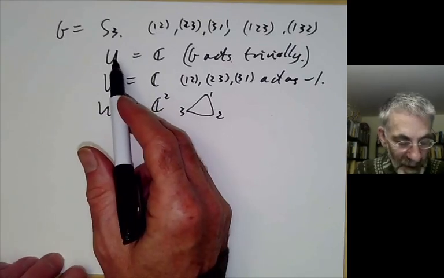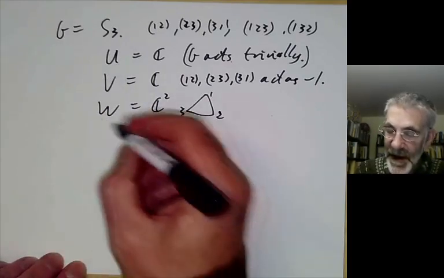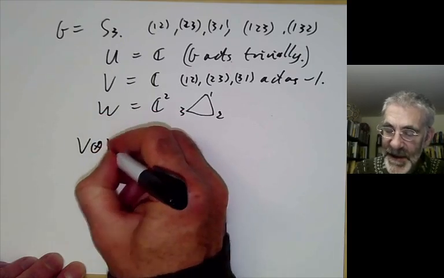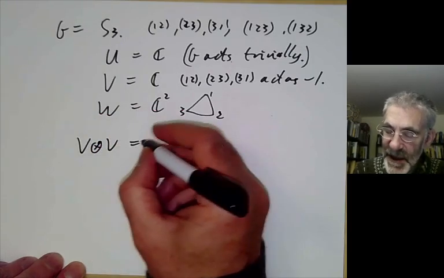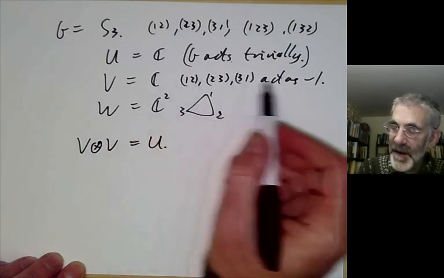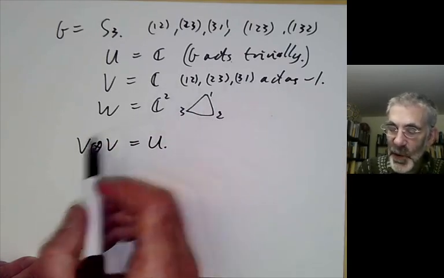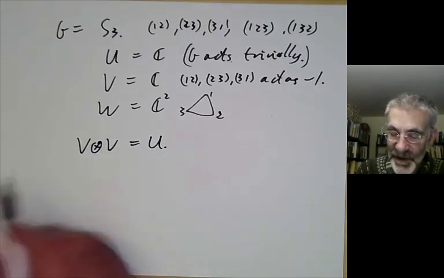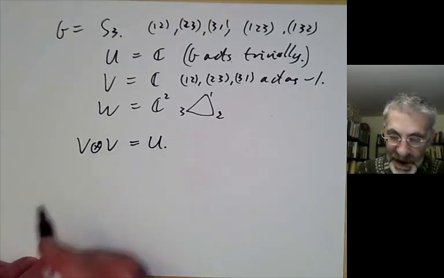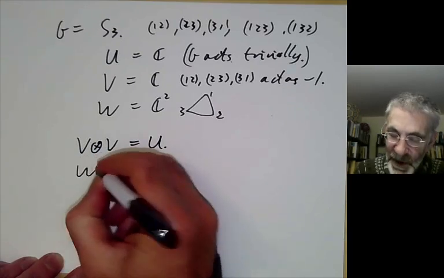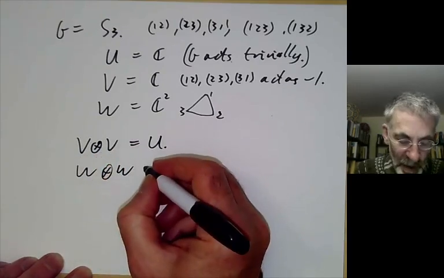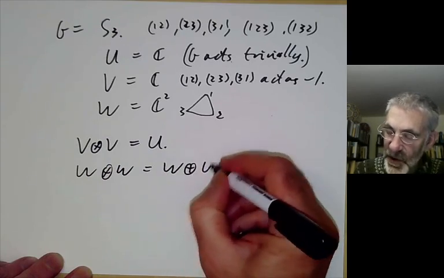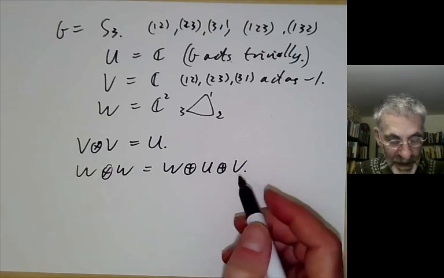And now we can ask what happens if you tensor these together, and I'll just leave these mostly as exercises. If you take V tensored with V, this turns out to be isomorphic to U, because if these are acting as -1 on V, then they will act as 1 on V tensored with V, so we get the trivial representation. If we take W tensor W, this is a little bit more interesting. It actually splits as W plus U plus V, if I've worked everything out correctly.